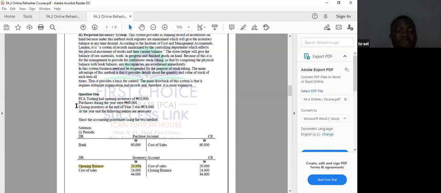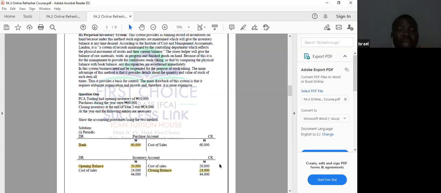Then following that, we have the purchases during the year. So we create a purchase account, and the purchase account holds the value. So who is giving? Bank is the one giving. So we credit bank and debit the purchase account. Then after that, we say that the closing inventory at the end of the year is 24,000. And it means that the closing balance will now be 24,000 under the inventory account.